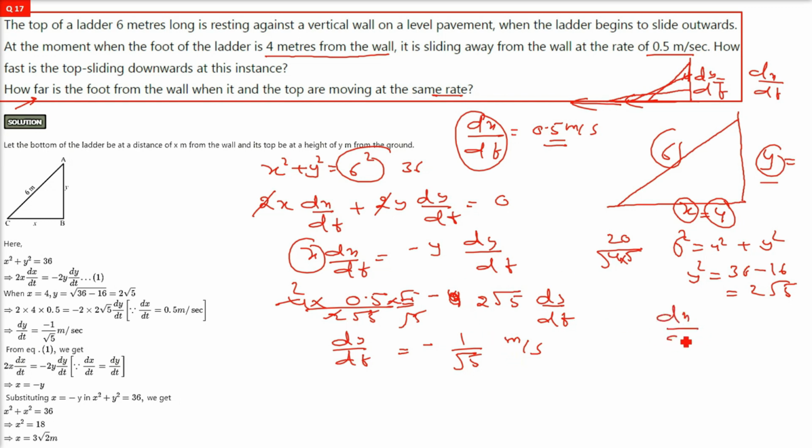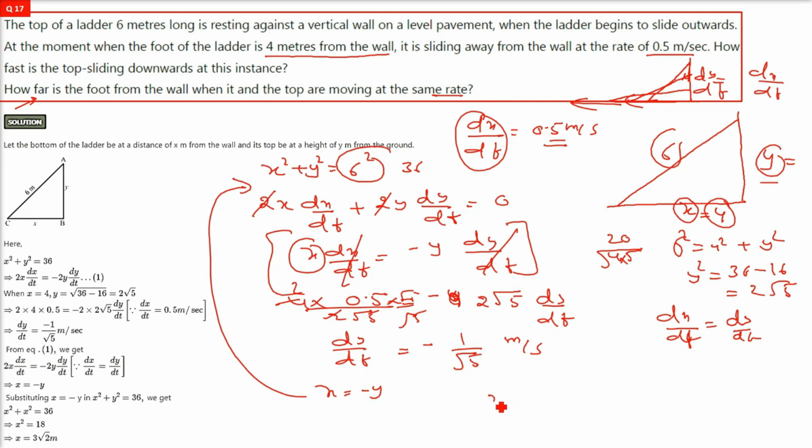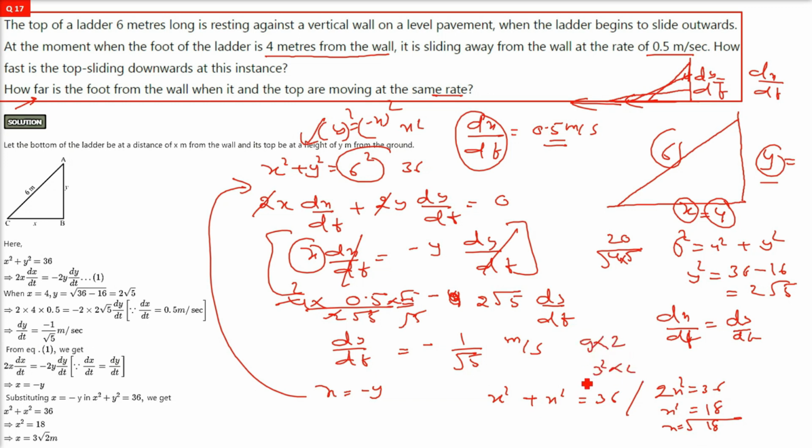The second thing is, when dx by dt and dy by dt are the same, that is when the top and the bottom are moving at the same rate, what will be the relationship? We have x square plus y square equals 36, which we have already used. But in this case, when the rates are equal in magnitude, x equals minus y. So you can replace x as minus y or y as minus x, it's up to you. Because we are supposed to find x, replace y by negative x. So x square plus x square will be 36. 2x square is 36, x square is going to be 18, x will be equal to under root of 18, and 18 is 2 times 9. So when you take the root, 3 will come out, 3 root 2. So x will be 3 root 2 meter in this case.